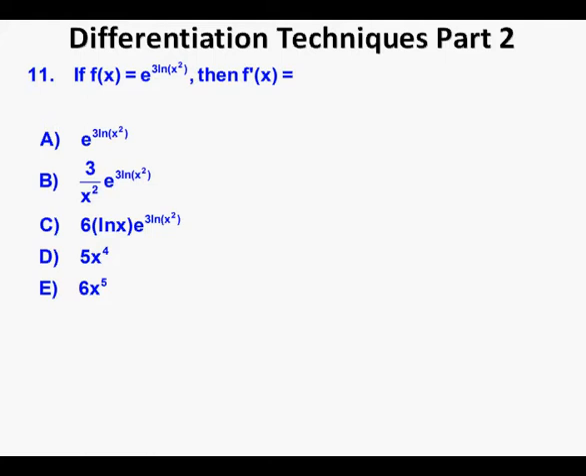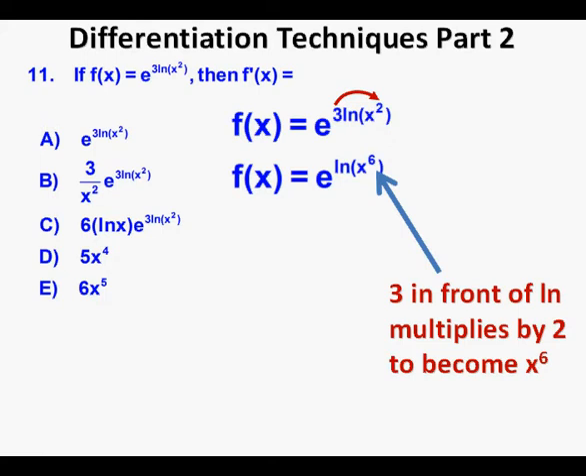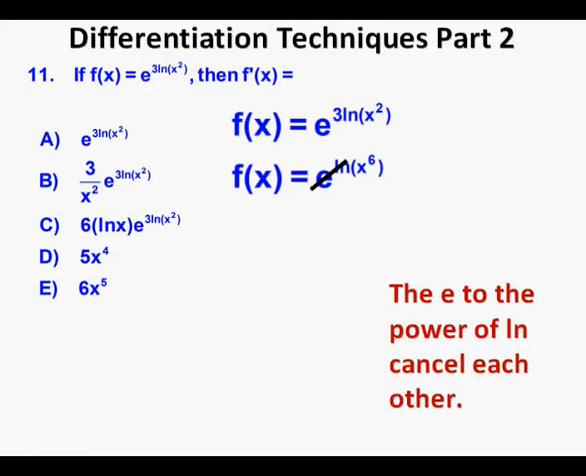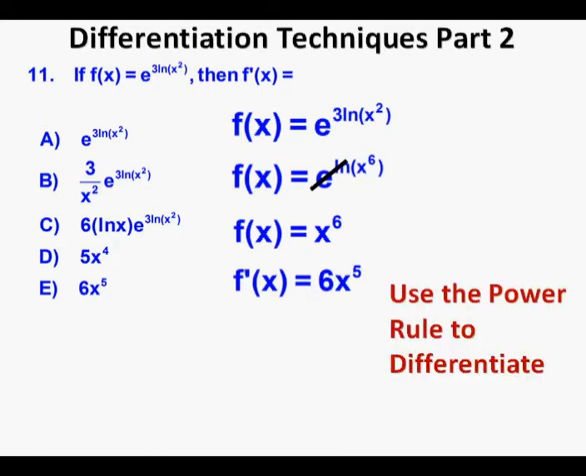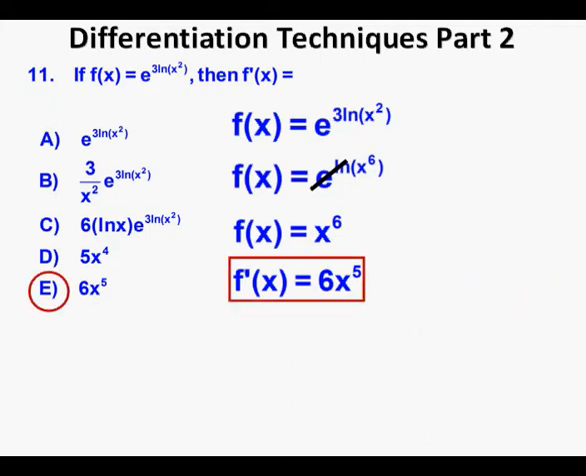Here the function f of x is rewritten below. And using the multiplication rule of logarithms, we can take the 3 in front of the ln x squared and multiply that 3 by 2 to give us f of x equals e to the power of ln x to the 6th power. The e to the power of natural log cancel each other, so we're left with f of x equals x to the 6th power. And using the power rule, we get f prime of x equals 6x to the 5th power, which we box in as correct and circle E as our correct answer.